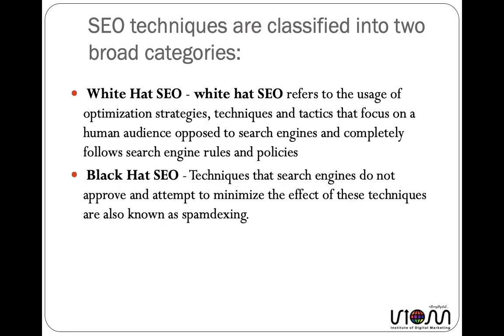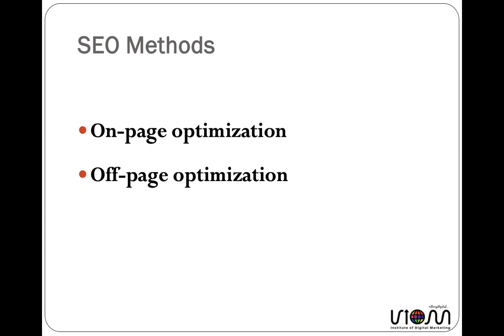There are two techniques: white hat SEO and black hat SEO. Like I said in the last classes, white hat is what Google prefers, and what we will be learning. This is a tactic where we adhere to Google's policies. Whereas black hat SEO is an unethical method, where people use shortcut methods. When it comes to SEO, there are mainly two methods: on page and off page optimization.